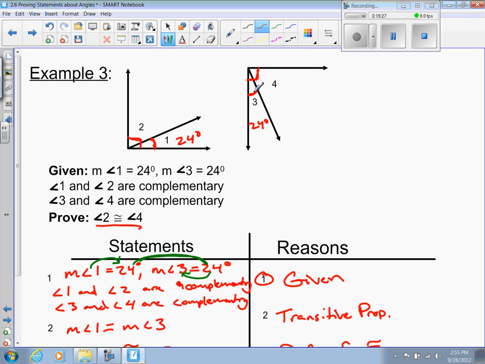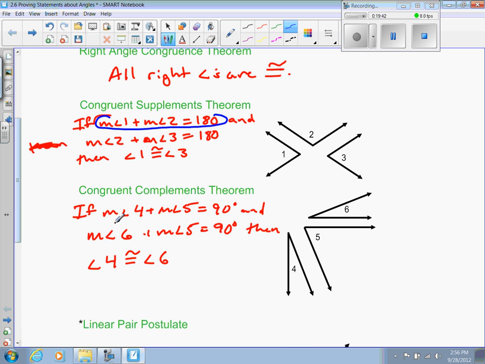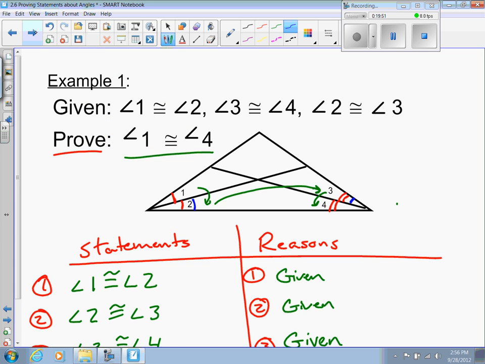Now, if you remember back to that congruent complements theorem, if they're complementary, right? This is saying that these angles, this is supplementary, sorry. So these angles are complementary. These angles are complementary to the same angle. Therefore, 4 and 6 are complementary.